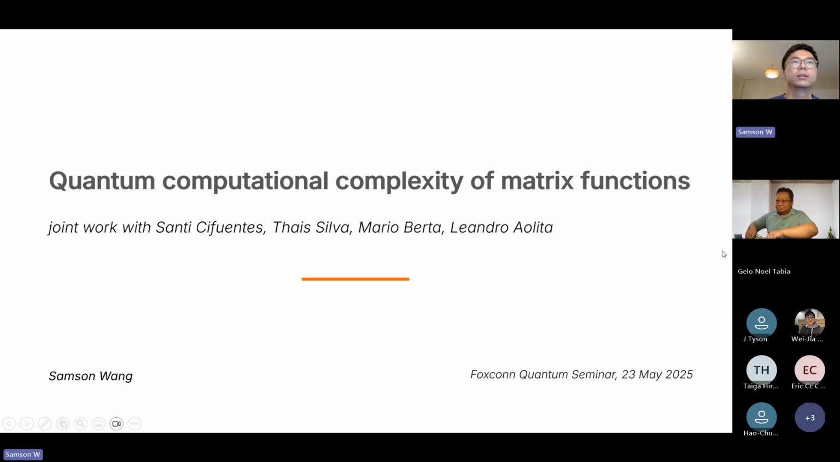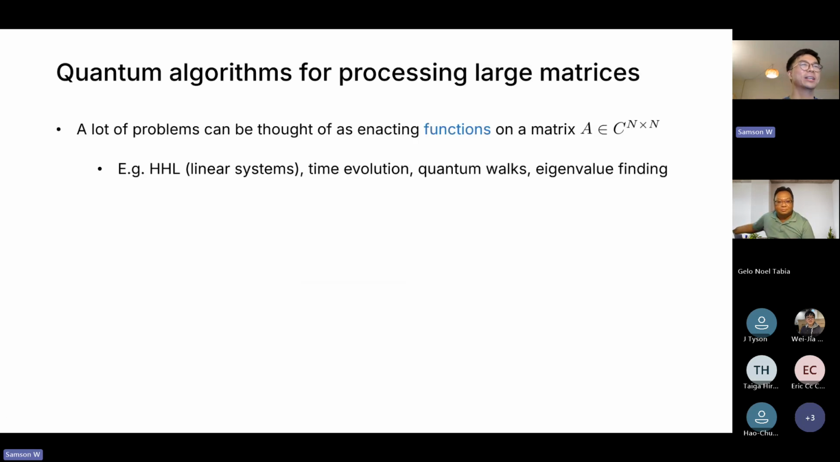Okay, so let's see if the slides work. Great. The realm in which we'll be thinking in this talk is the realm of quantum algorithms for processing large matrices. A lot of problems that we hope to use quantum algorithms for can be thought of as enacting functions on some big matrix, which we denote here as A. That's an n by n matrix. For instance, the so-called HHL algorithm for linear systems could be thought of as enacting the inverse function on the matrix. Time evolution, the canonical quantum algorithm, can also be thought of as a matrix function of the complex exponential. We can think about quantum walks, where you might be enacting some polynomial, particularly the Chebyshev polynomial, on a matrix, or even eigenvalue finding and phase estimation. In some ways of casting it, it can be thought of as applying some function on a matrix.